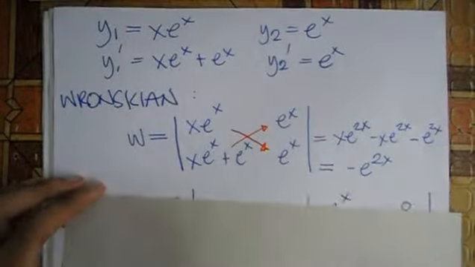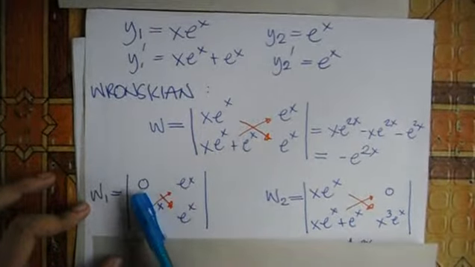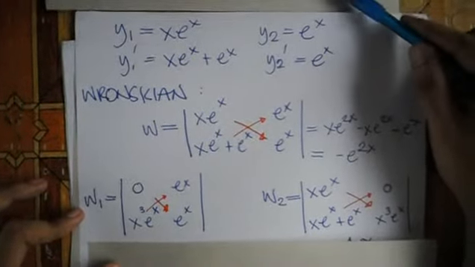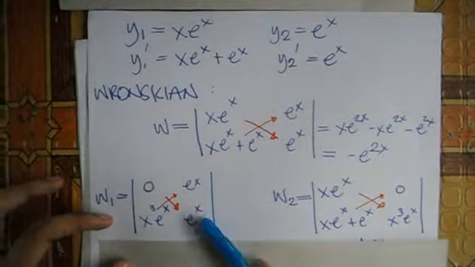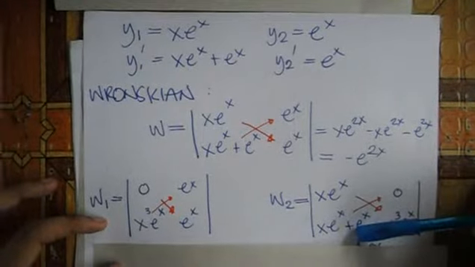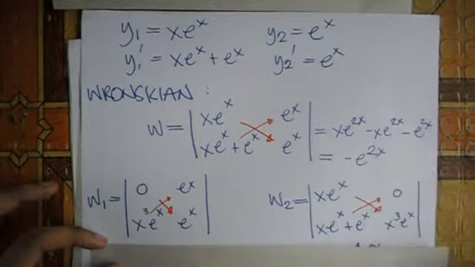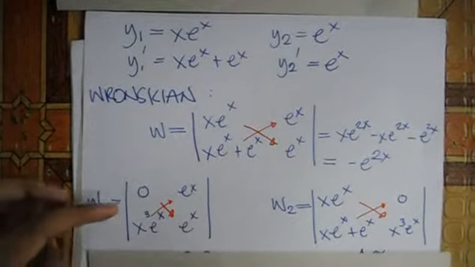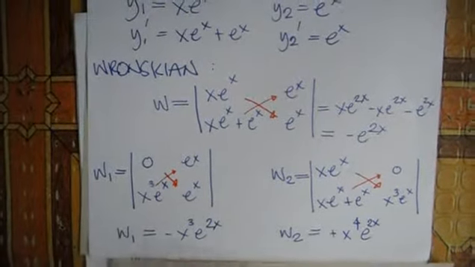Same thing we do with w1 and w2. Here we substitute 0 and our f of x, which is from our original equation, to get w1, replacing y1 and y1 prime. For w2, we use the y1 and y1 prime and replace y2's with 0 and f of x. Now we can get the values of w1 and w2 by operating these equations. So here we get w1 and w2.